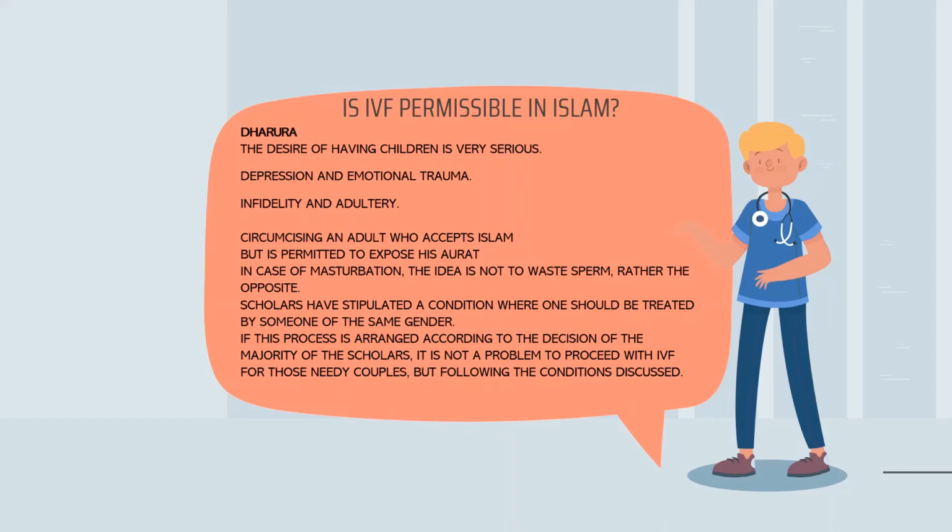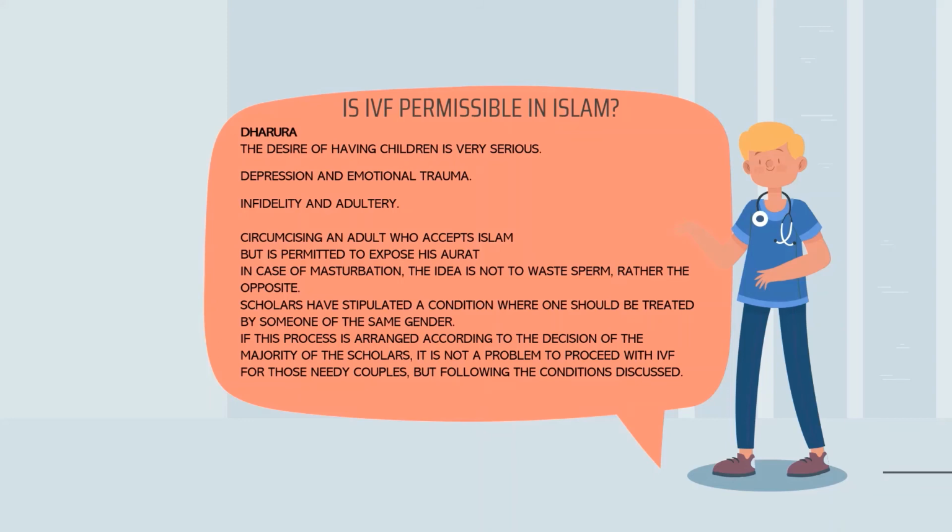As for the exposing of the aura, in Islam, the circumcising of an adult who accepts Islam involves exposing his aura, and this is permitted. So they consider this to be the same case as circumcising, where it's okay for you to reveal your aura in the process. As for masturbation, the idea of masturbation is that the sperm is wasted like that, whereas through IVF, the sperm is fully used for the fertilization to produce the embryo to be implanted into the wife's uterus.